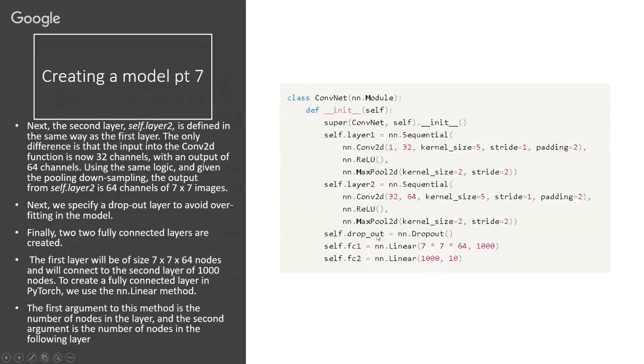And finally, the two fully connected layers are created. The first layer will be 7 times 7 times 64 nodes, and will be connected to the second layer of 1000 nodes. To create a fully connected layer in PyTorch, we need the nn.Linear method. The first argument to this method is the number of nodes in the layer, and the second argument is the number of nodes in the following layer. And then the output is 10, as you can see.